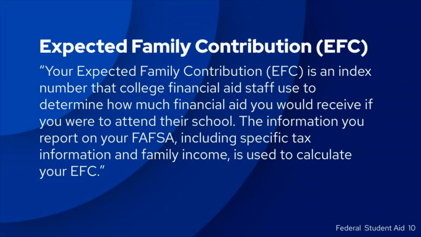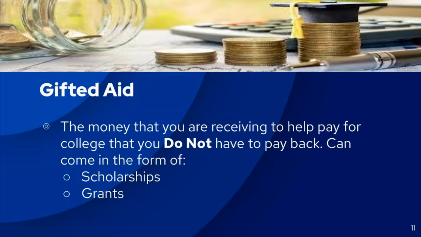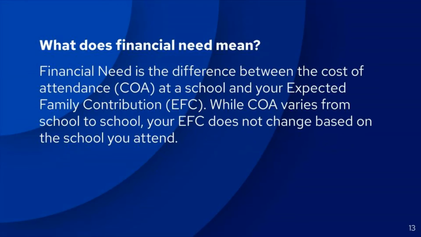Then there is gifted aid. This is the help that you are receiving. This can be in the form of grants and scholarships. You do not have to pay this back in the future. To figure out what your financial need is, you will take the cost of attendance and subtract the gifted aid. The number you come up with is your need. You can pay for your need through loans, scholarships, savings, and income.